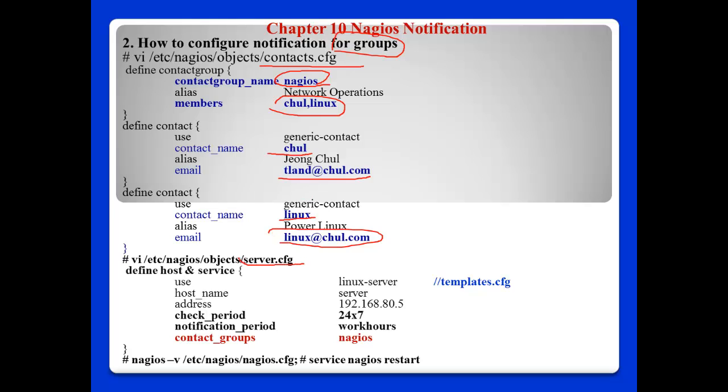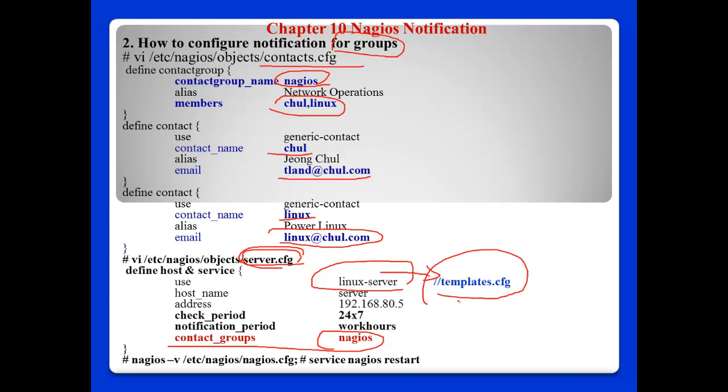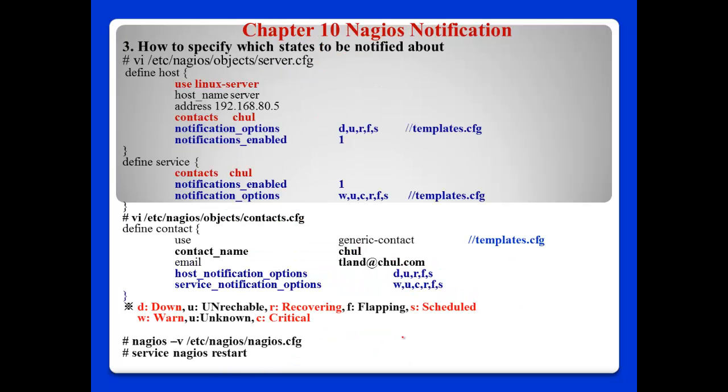Then in each device, we can use contact group Nagios like this. Or if the device is using this template Linux-server, this template we can find in the file template.cfg. Here we can add this contact group, and the others are the same.